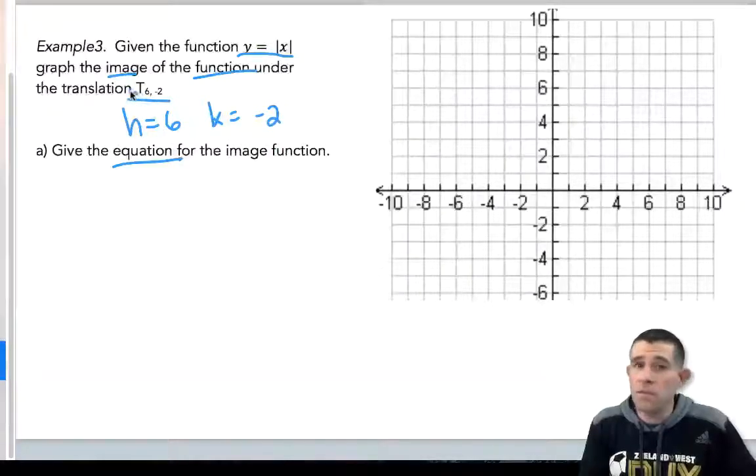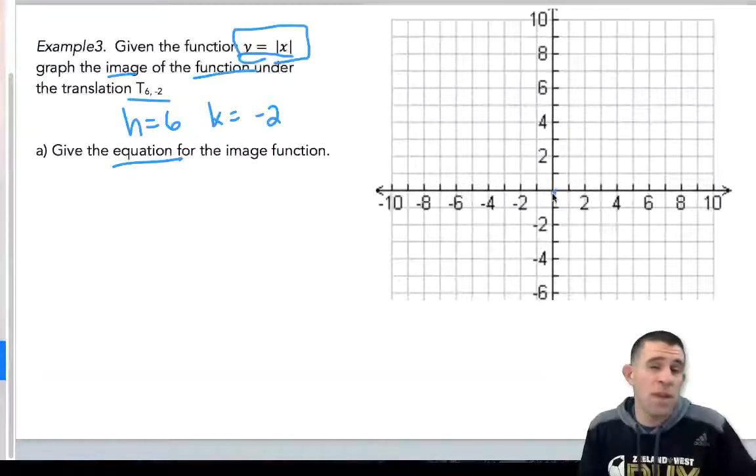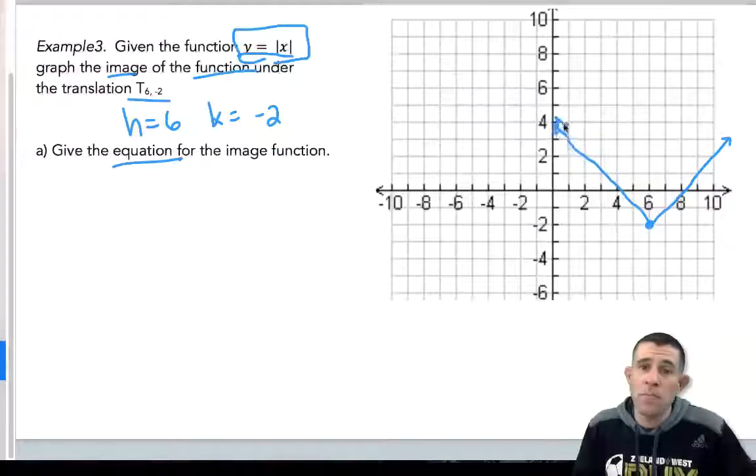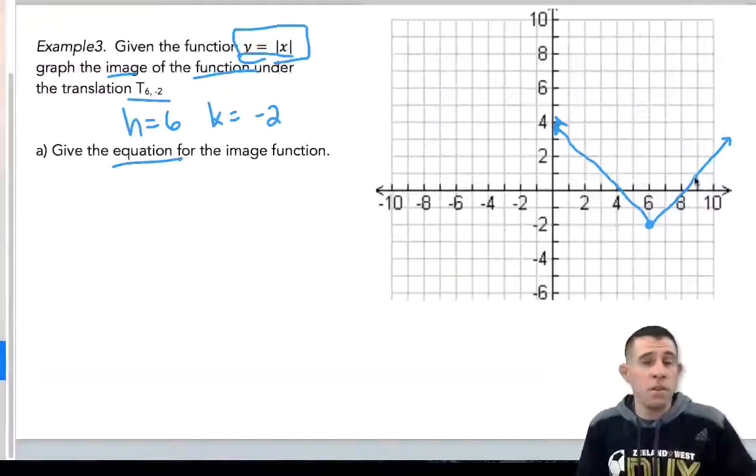This tells me the direction in which to move it. So I remember the absolute value function. Its vertex was at 0, 0. So if I move to the right 6 and I move down 2, I can plot the vertex of this new function right here. And I also know that the branches of that absolute value function go off at this 45-degree angle. So I'm just going to go ahead and graph that. It's going to fall through these points here, if I can draw those nice and straight. And so here's the graph of this translated function.